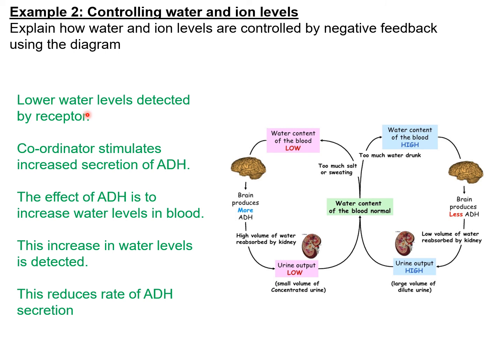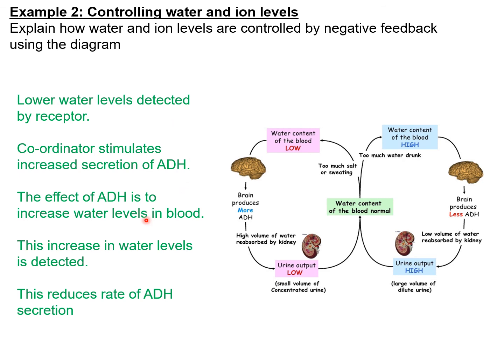The next thing we always talk about is the coordinator and what that stimulates. So in this case, the coordinator is stimulating secretion of ADH. If you've talked about higher water levels, then you would talk about a decreased secretion of ADH, and that's absolutely fine. Then we talk about the effect of this, and the effect of ADH is to increase the water levels in the blood. And the easy way to remember this is it will always be the opposite of what's been detected. So if you detect low water levels, you're going to want to increase those.